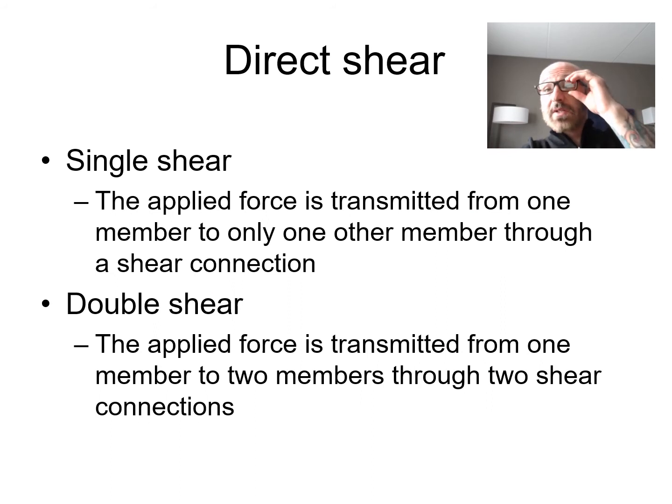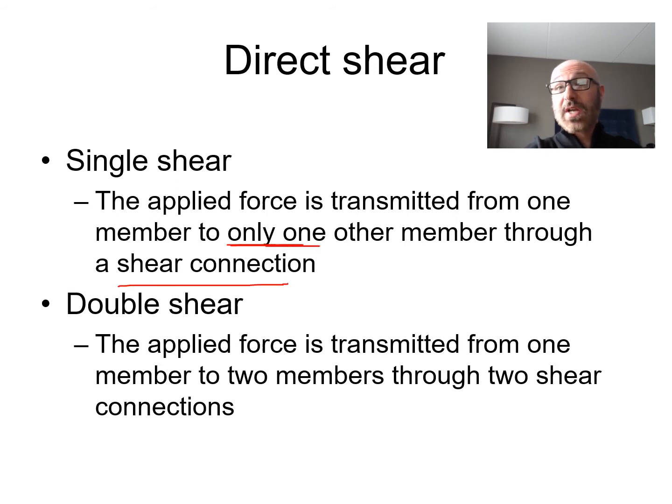From there, let's take this a little bit further and look at two different cases: a single shear, a somewhat simpler case, and a double shear. For a single shear, the applied force is transmitted from one member to only one other member through a shear connection. But if we're dealing with a double shear, then the applied force is transmitted from one member to two members through two shear connections right there. That's going to be important as we draw our free body diagrams and write our equilibrium equations.